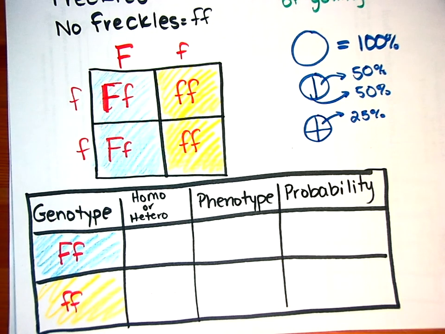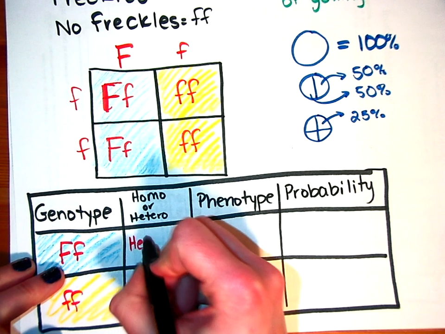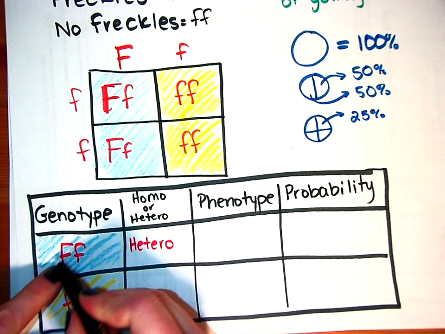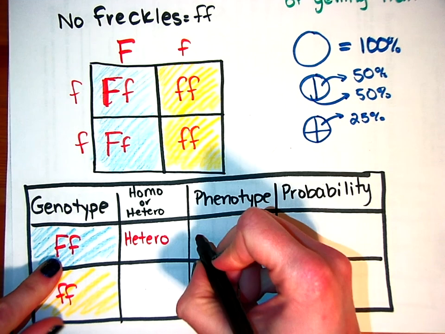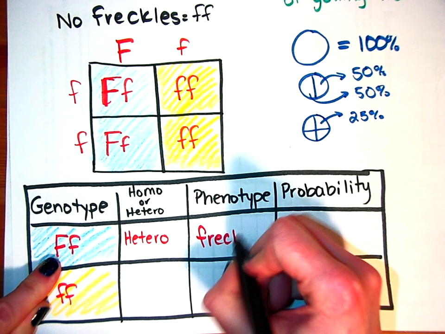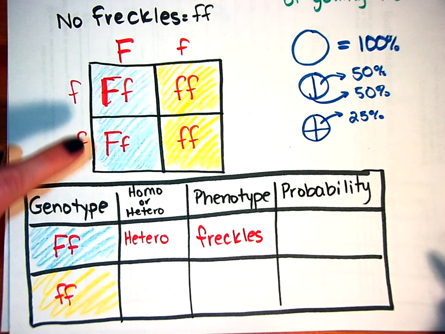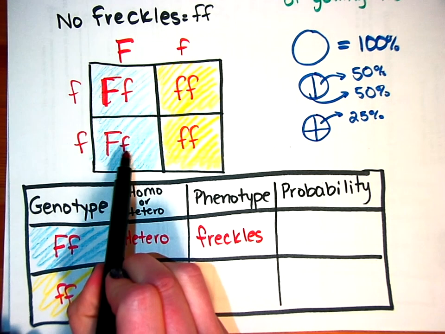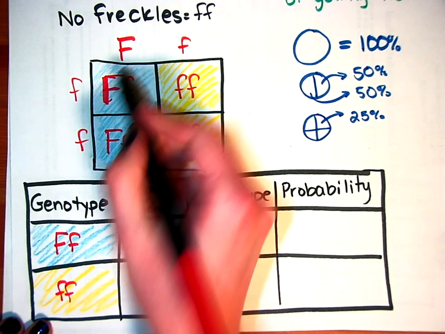So as I go across, let's see. Big F, little f, this would be heterozygous. And because I know that freckles is the dominant trait in this example, because this kid has at least 1 copy of the dominant allele, the phenotype, remember phenotype is going to be your trait, is going to be freckles. Now let's look at the probability. Now that I've color coded, I can easily see of these 4 squares, how many have the trait? How many will have this phenotype of freckles? Well, it's 2 out of my 4 squares.